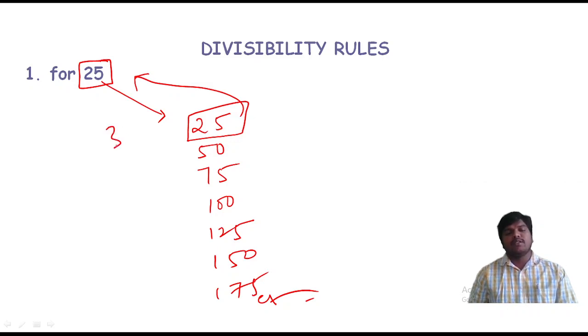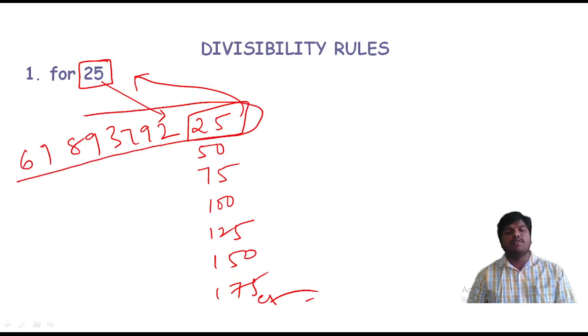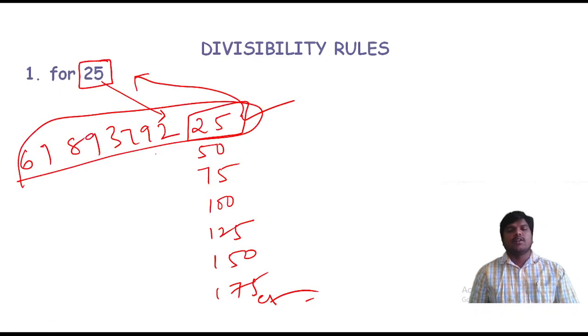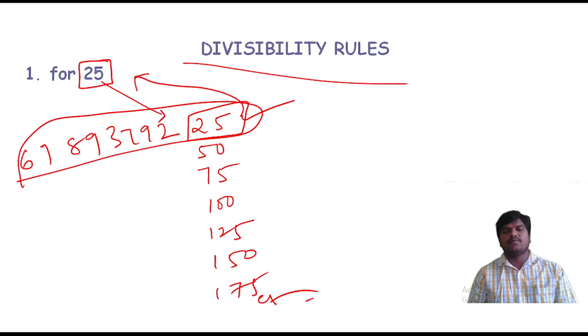Whatever the number is there, 3, 7, 9, 2, 2, 5. Even 9, 8, 7, 6, 2, 5, this large number is also divisible by 25. Why? Because the last two numbers are divisible by 25. Yes, these are the divisibility rules.